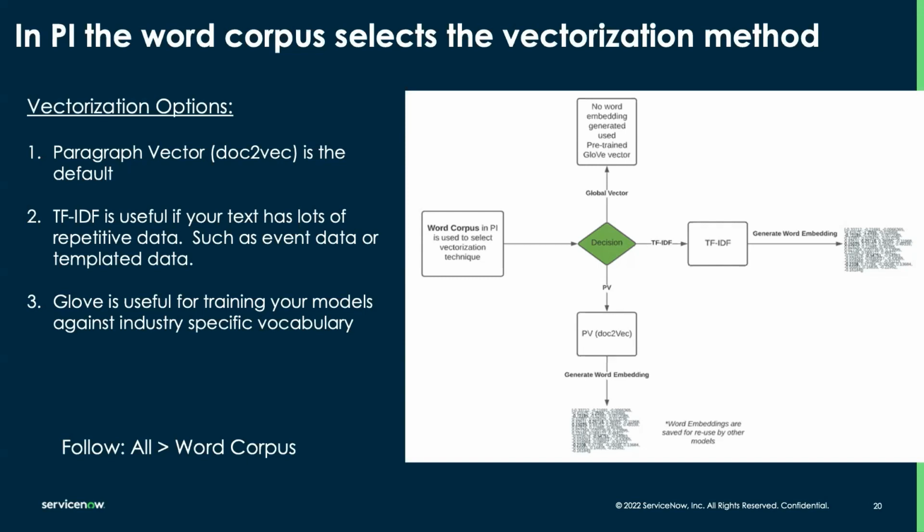And there's something also called GloVe, or global vector, which is useful for training your models against industry-specific vocabulary. So if you're in a manufacturing or healthcare organization, you may want to try this out.